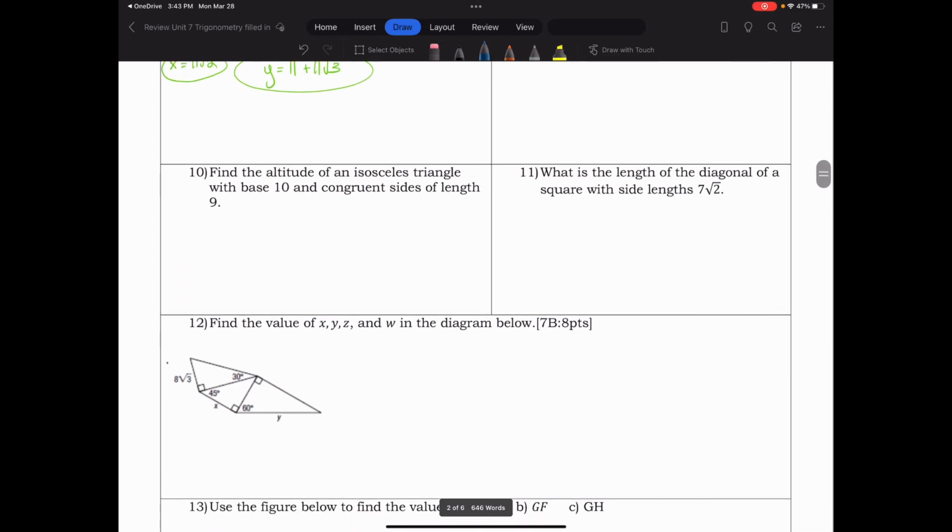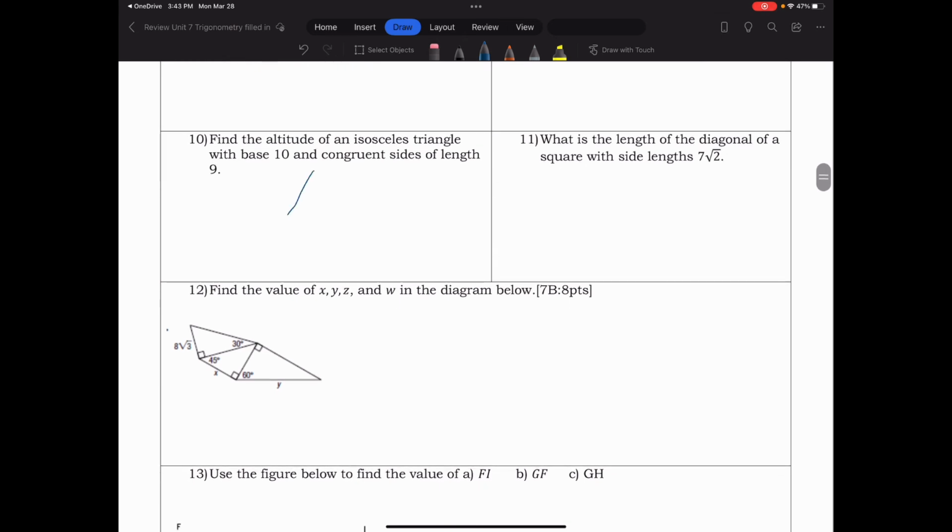Number 10 is a misplaced problem. It says find an altitude of an isosceles triangle, so I know it has two sides that are the same, with base 10 and congruent sides of 9. Okay, I put my altitude in, which means this is 5 right here. It says find the altitude, which is this. I see that I have a right triangle. It's going to be x squared plus 5 squared is equal to 9 squared. X squared plus 25 is equal to 81.